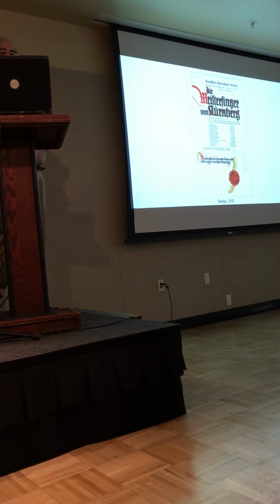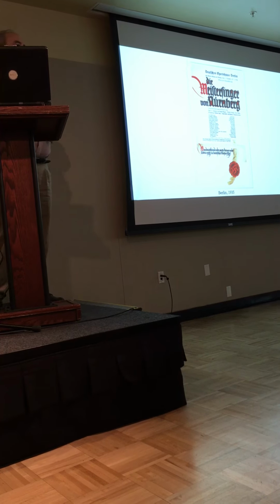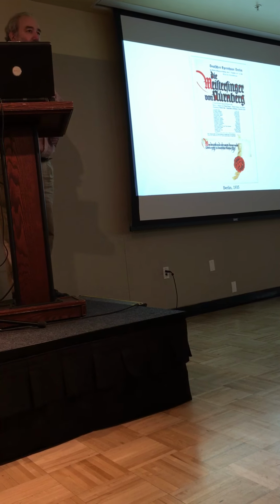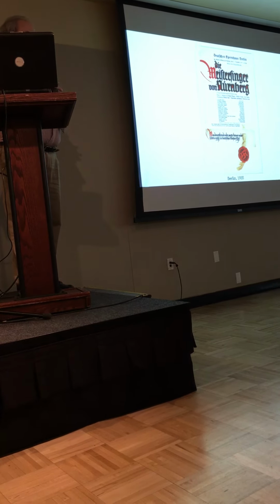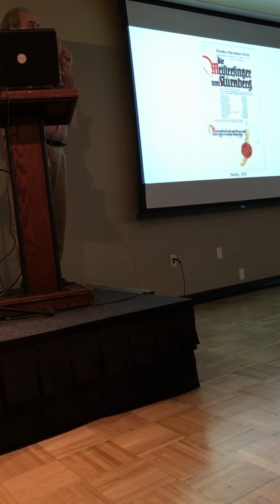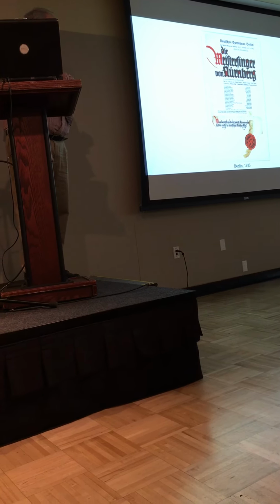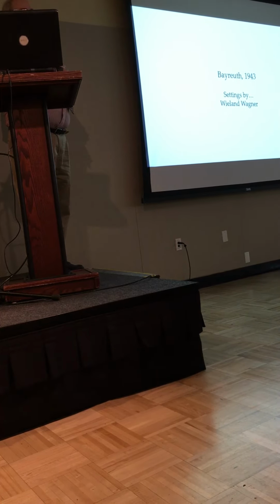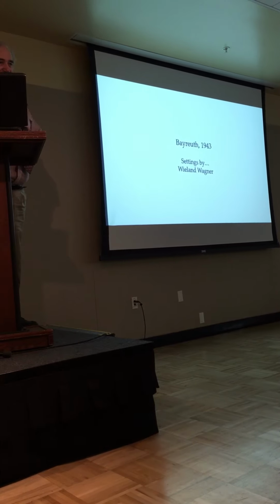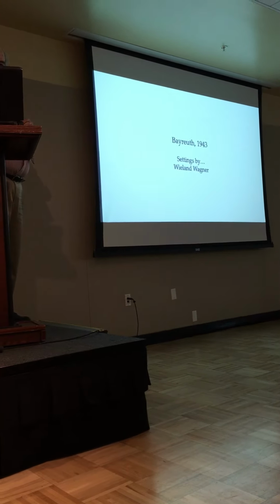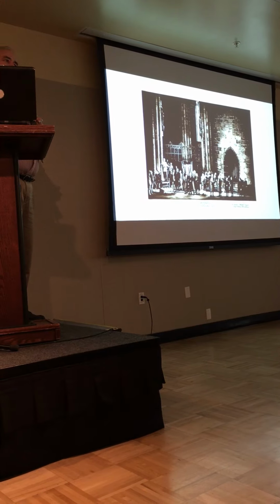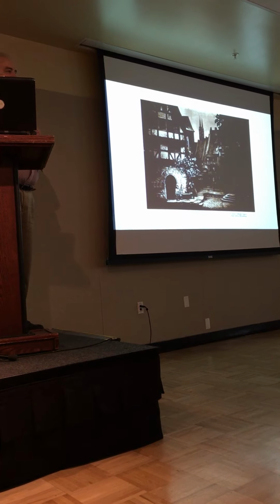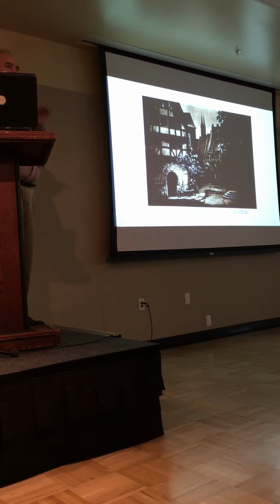Now, in 1935 was the big, notorious, if you will, production of the Meistersinger. I'm going to skip over this because I'm going to give you a surprise at the end. So, hang on. Now, Bayreuth in 1943. And who did the settings? Wieland Wagner. The same as the others, isn't it? Not much difference.